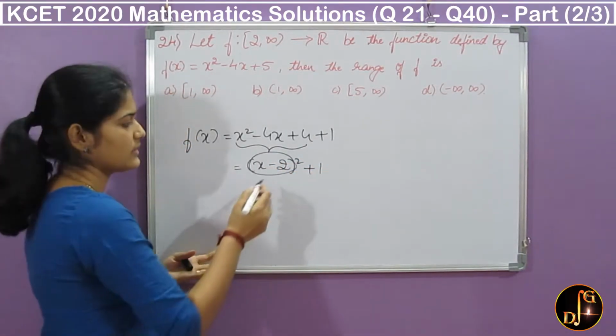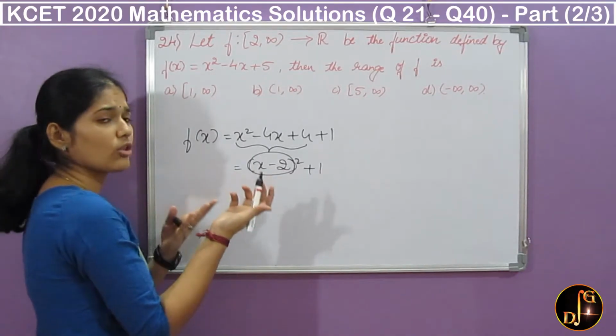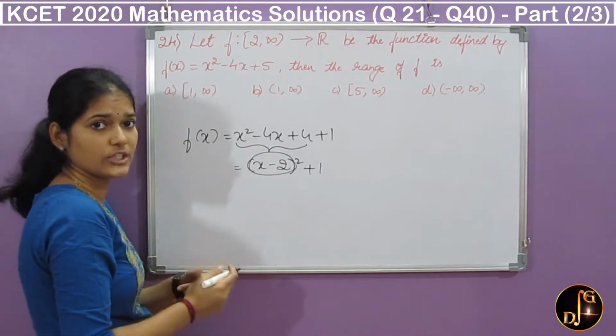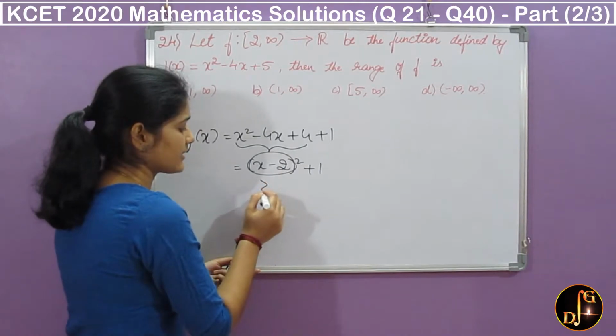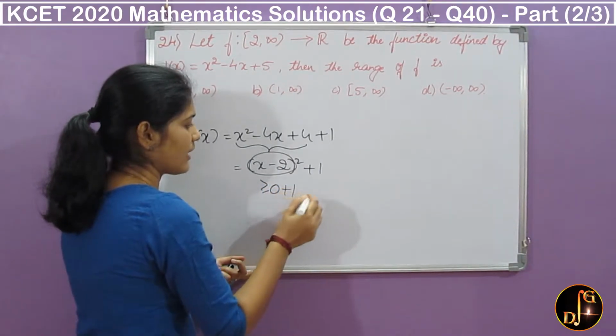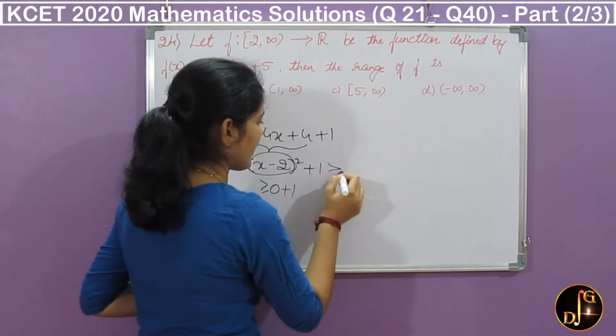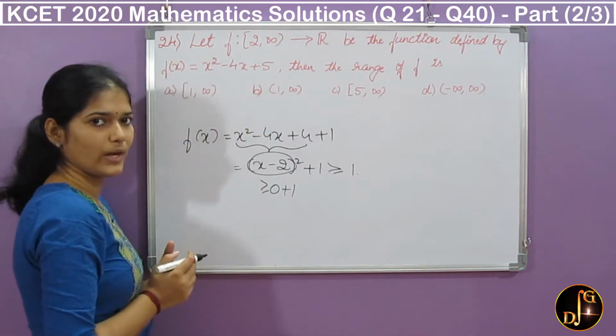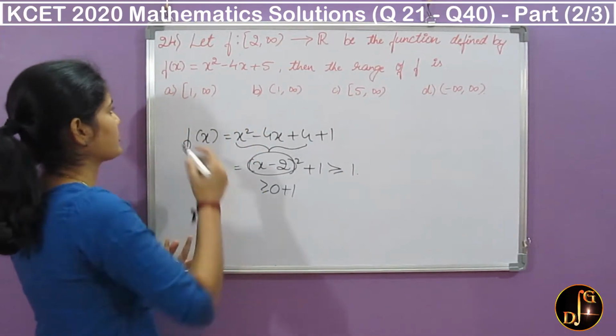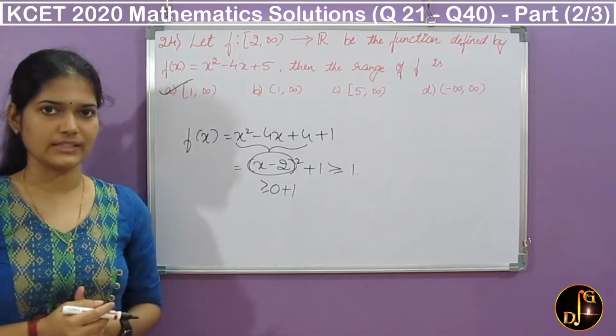Plus 1. This is a square number and this is always greater than or equal to 0, right? This is greater than or equal to 0, plus 1 means the function value is always greater than or equal to 1. So the correct option is 1 to infinity, right?